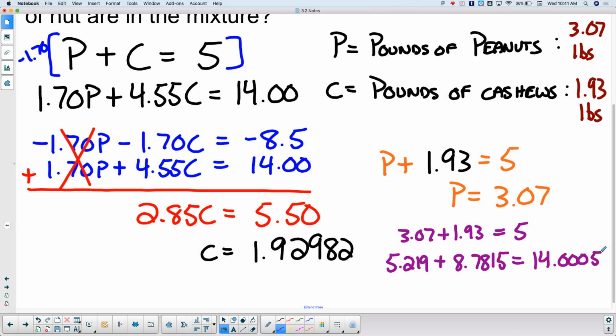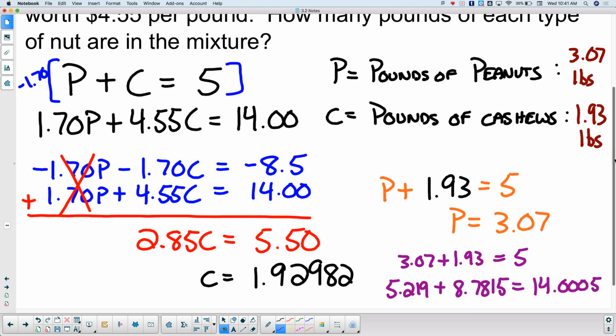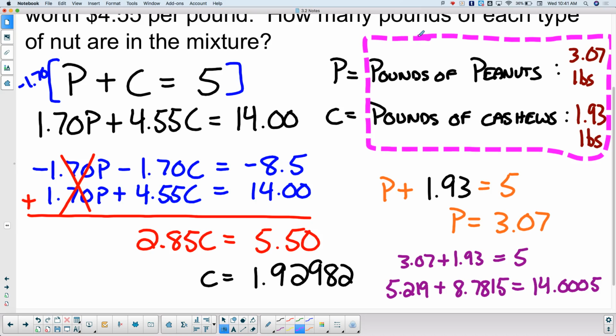Yeah. Okay. In the real world, answers aren't always going to be nice and neat and come out to be 2 pounds and 3 pounds, or, you know what I mean? 1 pound and 4 pounds. Okay? Doesn't mean that you're wrong. That's why we always check our answer at the end. That tells us if we're wrong or not. Okay?